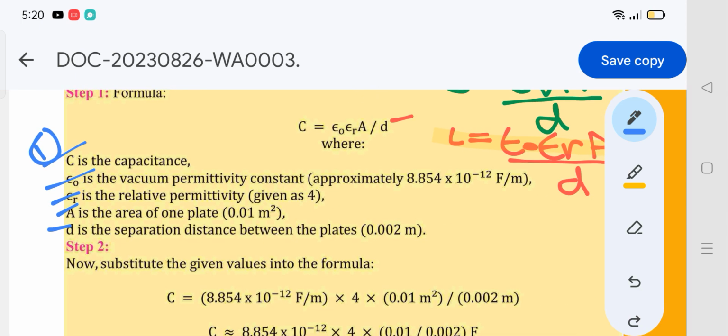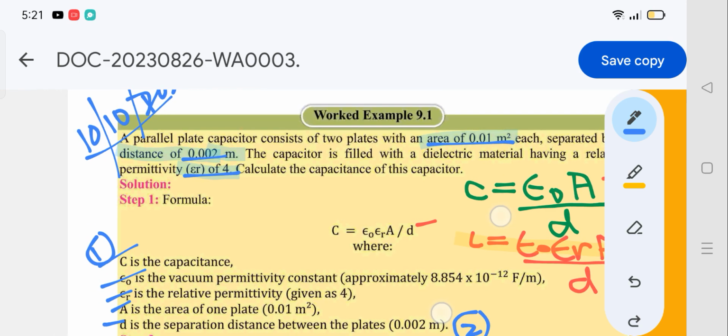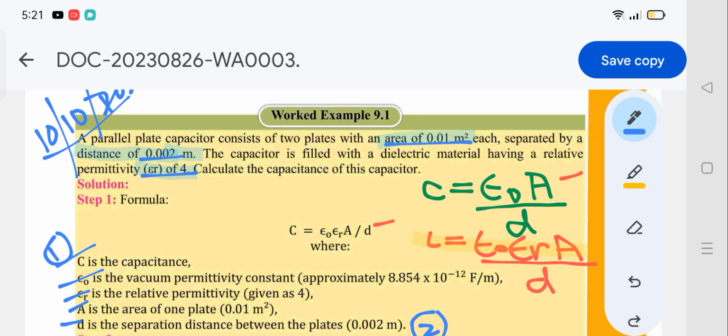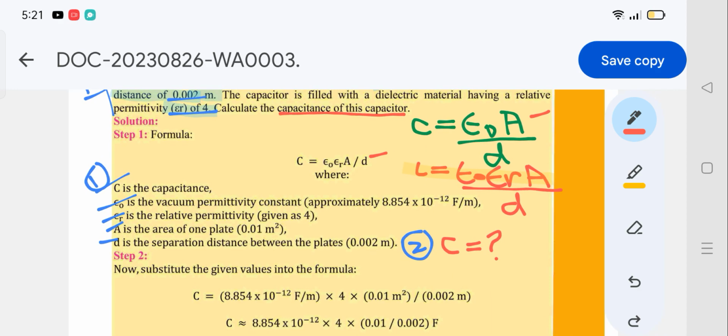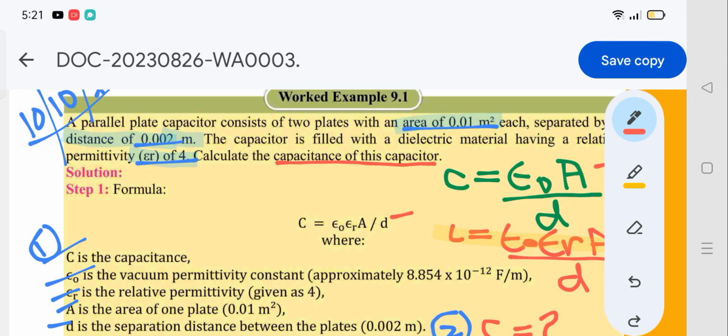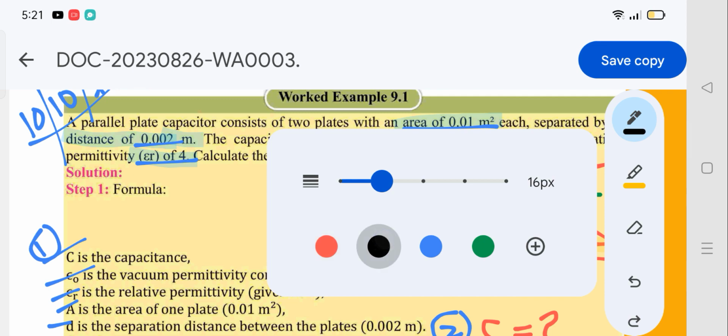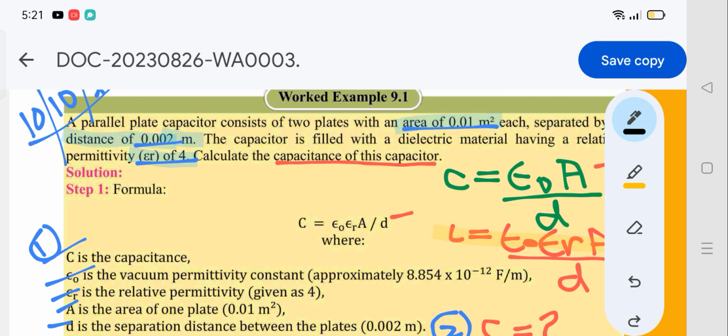The second step of solving a numerical is always to write the required value. What is the required part in the question? What have they asked us to calculate? Basically they have asked us to calculate the capacitance of a capacitor, which means the capacitance is required here, right? So the second step is to write the required value. The third step is to write the formula. What formula are we going to use here? Now we have written the required value, we have written the data as well. Now we can actually analyze what formula we'll be using here.